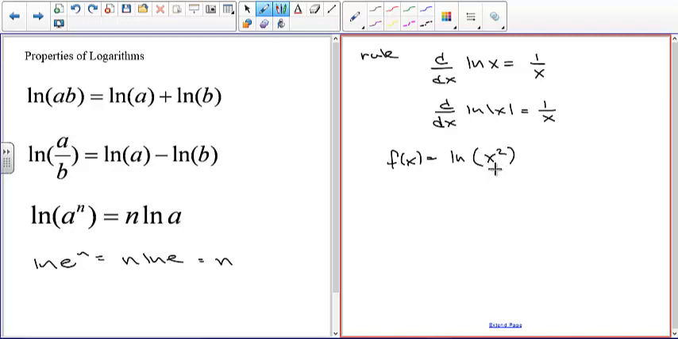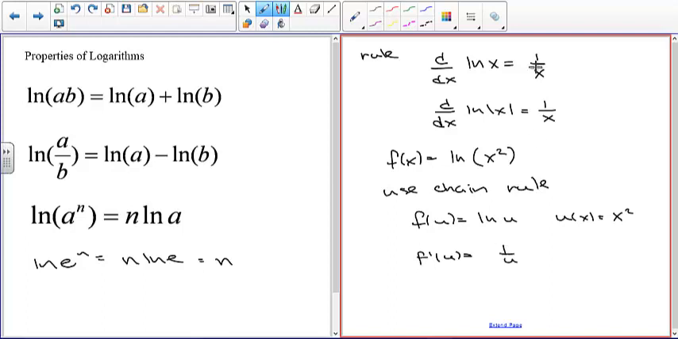So if I want to find the derivative of this, I'd have to use the chain rule, because I have the derivative of the natural log of x, but I don't have the derivative of the natural log of x squared. So we end up using the chain rule all the time when it comes to taking the derivative of the natural log of some function. So we would say f of u equals the natural log of u, u of x equals x squared. So f prime of u is 1 over u from this equation. u prime of x is 2x from our power rule.